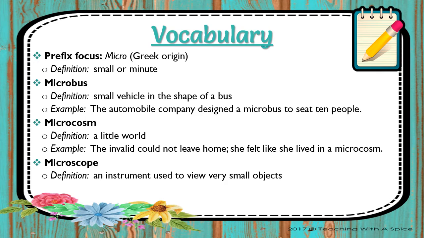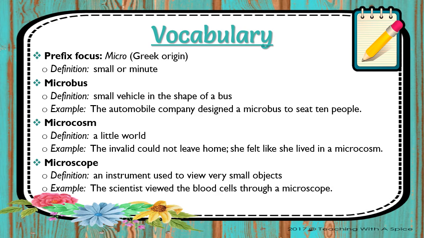Microscope. That's an instrument used to view, to look at very small objects. For example, the scientist viewed the blood cells through a microscope.